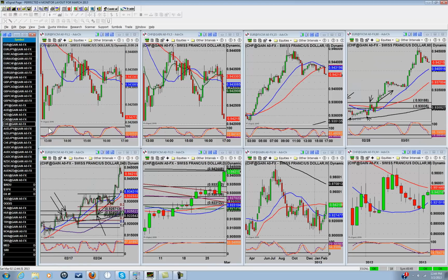All right, and then there's several other pairs we should look at, actually. Swissy is a big one. We will look at the Swissy and the Canadian dollar as well, and Australia and New Zealand because of their importance. So I'm just going to try and look at the majors right now.